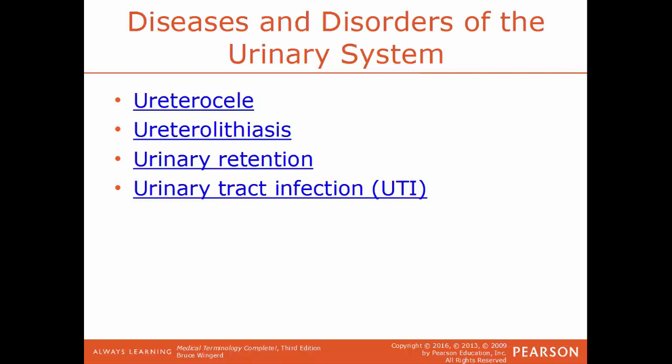Urinary retention, the inability to completely empty out the bladder. And this can be a chronic condition or an acute condition. And our last term, UTI, urinary tract infection. This is any infection of the entire urinary tract. So either of the kidneys, the ureters, urinary bladder, or the urethra. And most UTIs will occur in the lower part of the urinary tract, the urethra and the bladder.